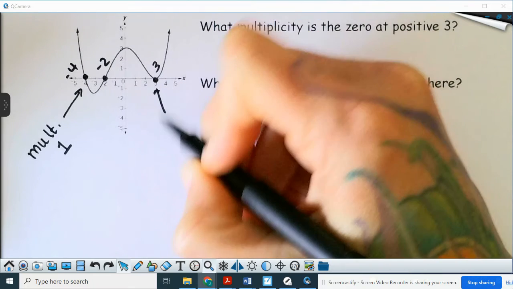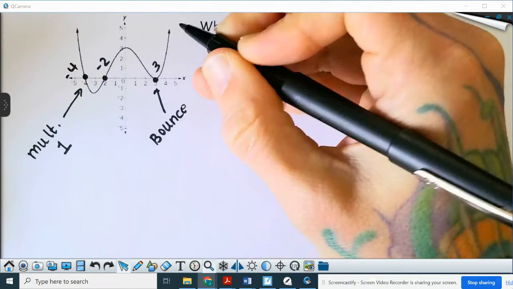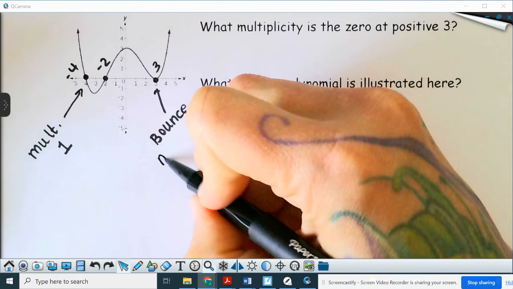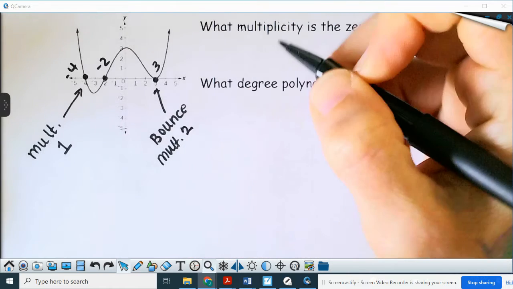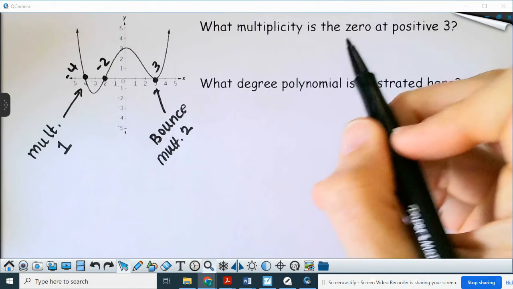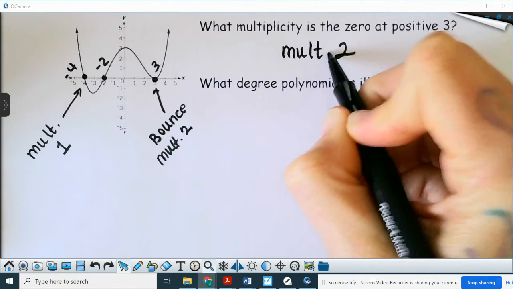This is what I usually call a bounce or a bump. It's bumping off or bouncing like a ball off the x-axis. And so a bounce is going to be a multiplicity of 2. Remember, 3 kind of flat lines, 4, 5. So evens are going to bump theoretically, and then your odds are going to cross through. But 1s and 2s are what you want to pay the most attention to and make sure you know. So the multiplicity of that positive 3 is a multiplicity of 2 because it bumps.